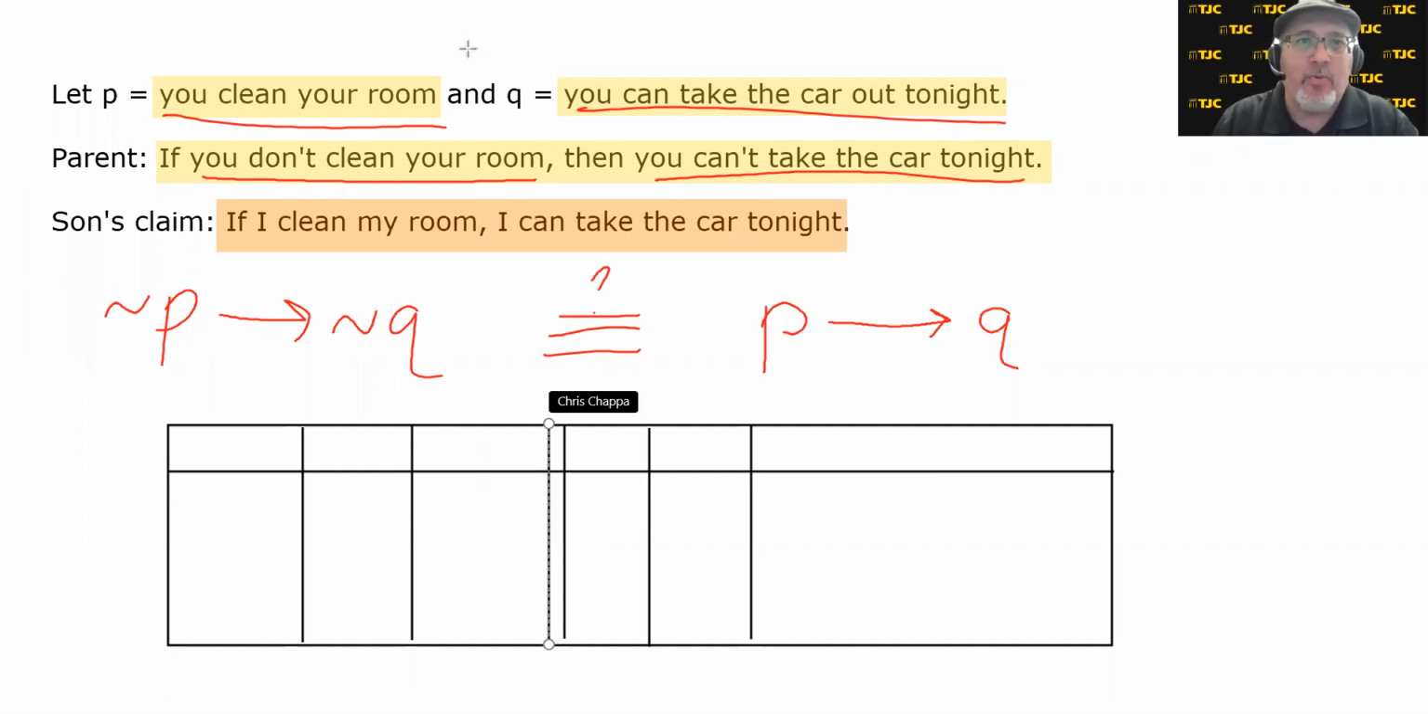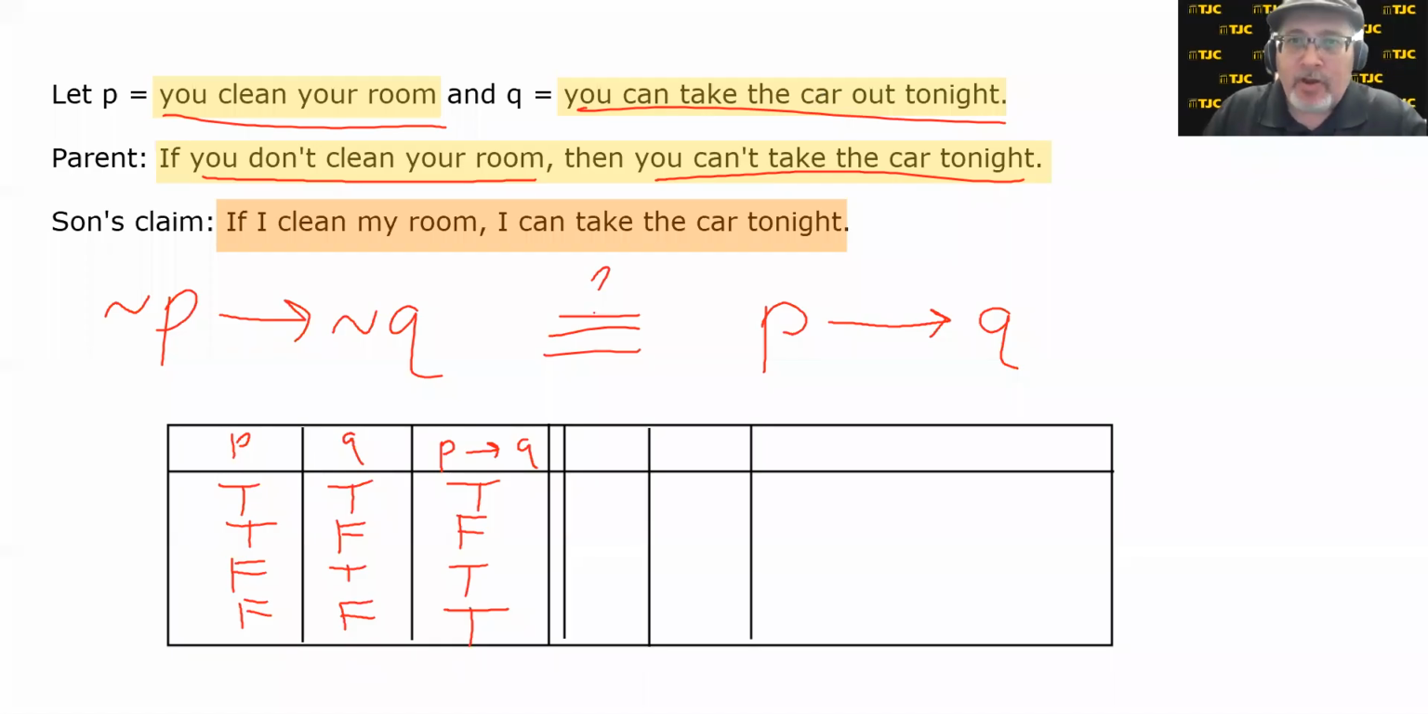I'm actually going to do the one that my son said first, which was P pointed to Q. So here's our P column, here's our Q column, here's our P pointed to Q column. Shoot, this is just a truth table for conditional. We know that already. The only time a conditional is false is when you break your promise. In other words, when the antecedent is true and the consequent is false. Otherwise, it's true. That's one that we've seen plenty of times.